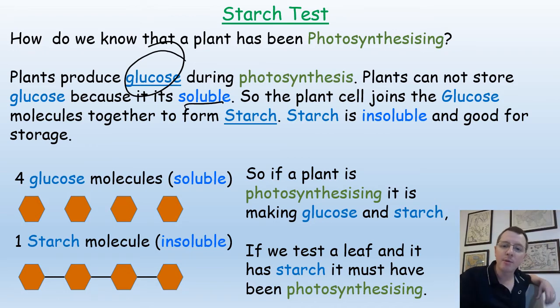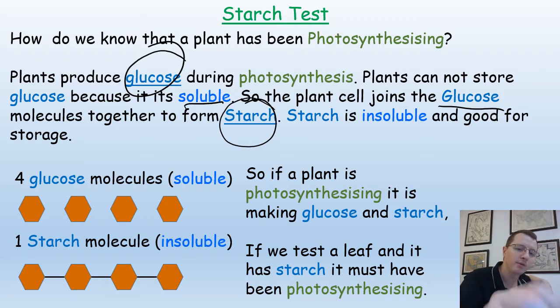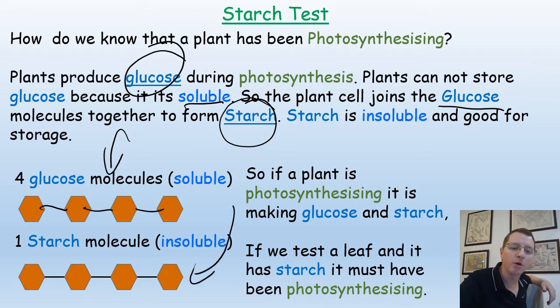So instead, the plant cells join the glucose molecules together and they form a long chain molecule called starch. Starch is a long chain of glucose molecules all joined together, and we can see that in this diagram here. Take four glucose molecules, join them together, and you produce one molecule of starch. Starch is insoluble, so it is very good for storage because it does not have any osmotic effect on the cell.